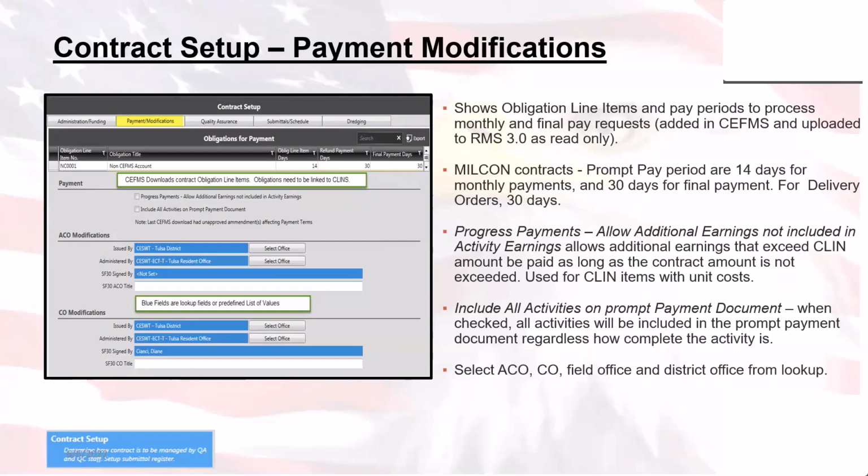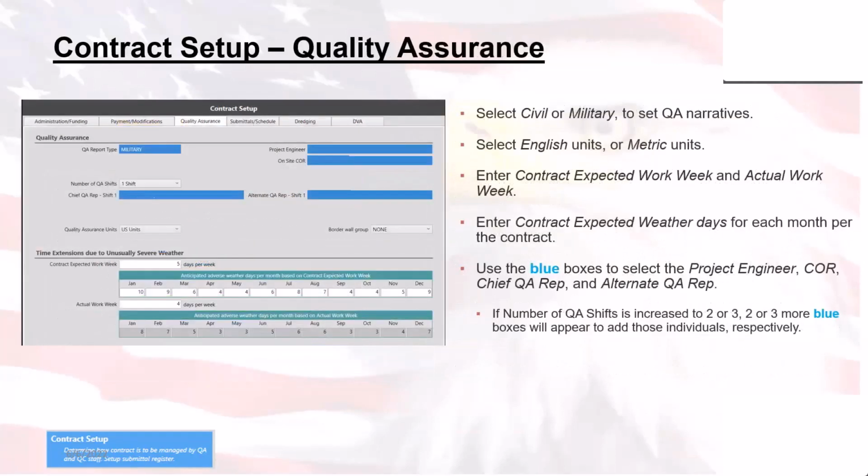All right, next. The quality assurance tab, this has to do with your daily reports. Who is going to be the PE and the on-site Corps of Engineers representative, how many shifts there are, if you have day shift, night shift, 3 shifts even, how many expected work days there are.